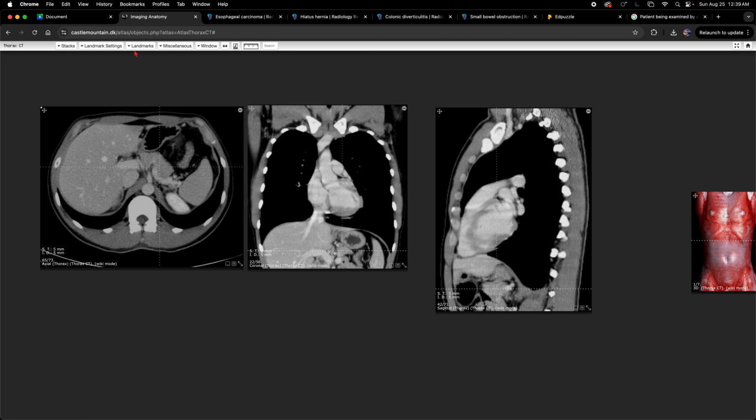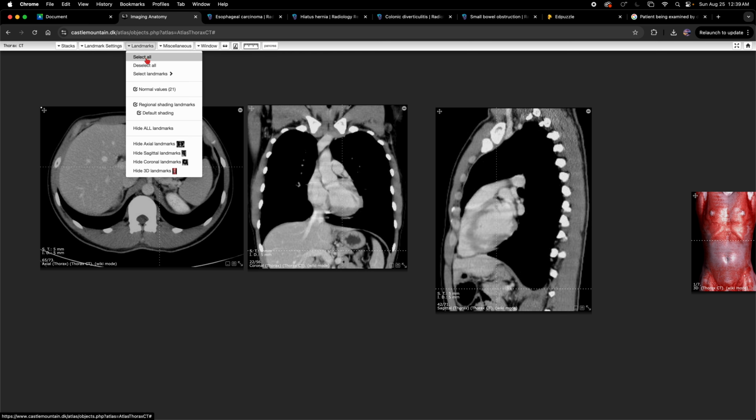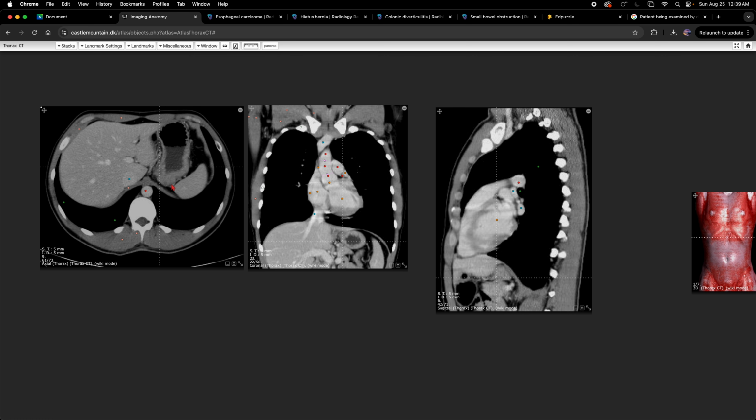We can also search on this website. If we just did pancreas, spell that right. Let me see if it will show up. Pancreas. Let me select all. And this identifies the pancreas.